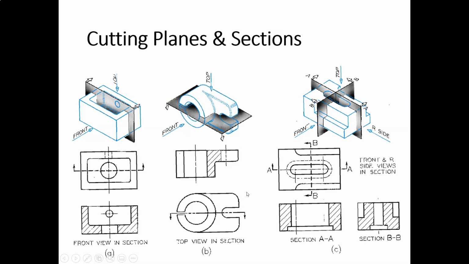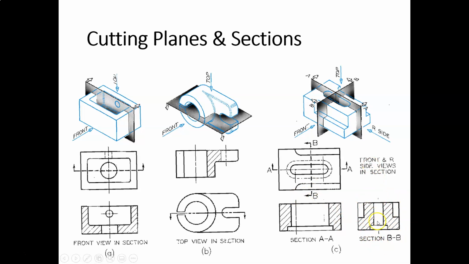Let's look at the last example here. Now, this is a little bit more complicated. In this case, we want to have a section view of two orientations or two views of the object. So we want a front view full section, and we want a right side view full section. In this case, the top view actually has two cutting plane lines, AA and BB. AA generates section view AA here. BB generates section view BB here.